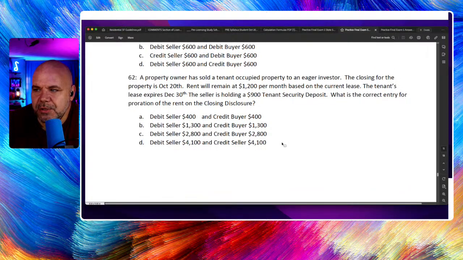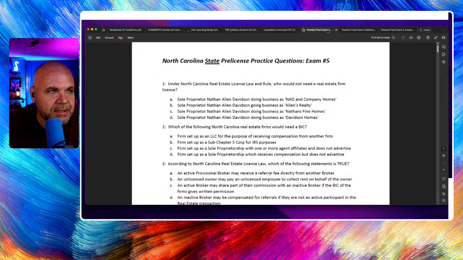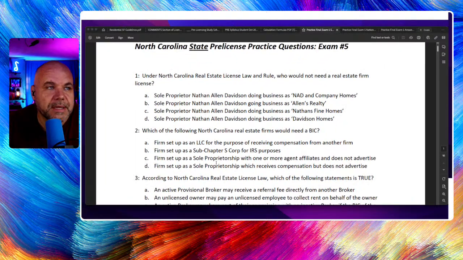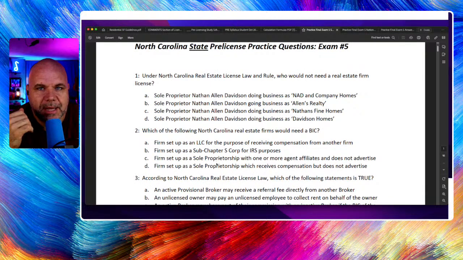That is the national portion of the questions that were asked. Now the state section. Let's look at the state exam. Number 1, under North Carolina real estate license law and rule, who would not need a real estate firm license? Okay, who does not need it?